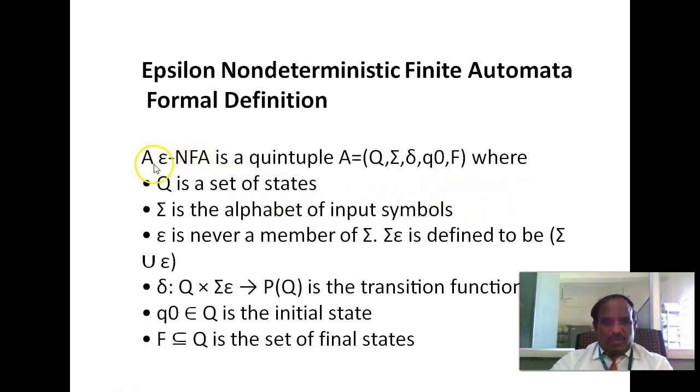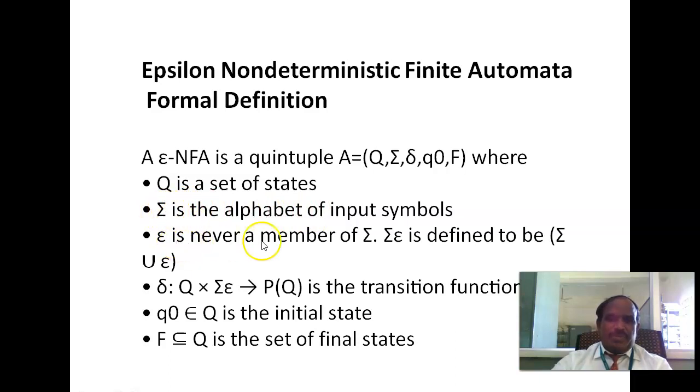An epsilon NFA is formally defined by five tuples: Q, sigma, delta, Q0, and F, where Q0 is the starting state and F is the final state. As in the previous example, Q is a set of states. How many states are there in the finite automata is represented by capital Q. Sigma is the set of input symbols. How many input symbols we give for this automaton is represented by sigma.